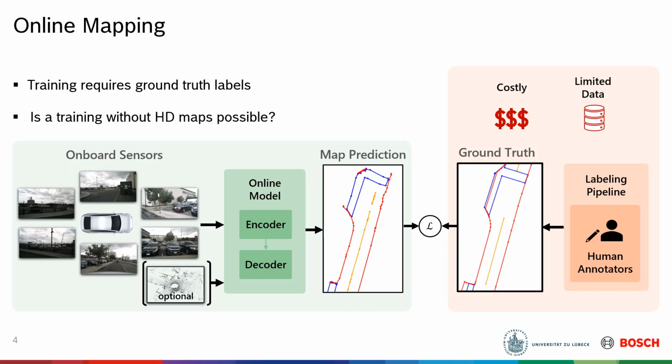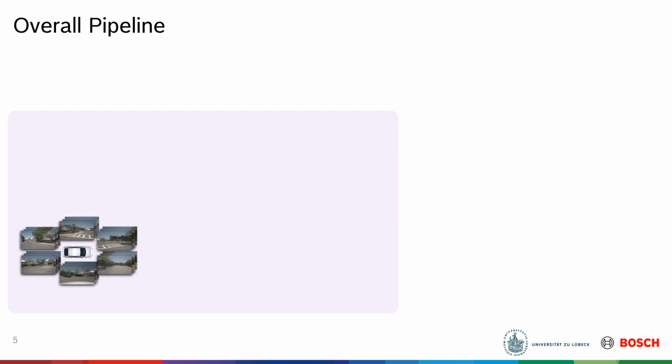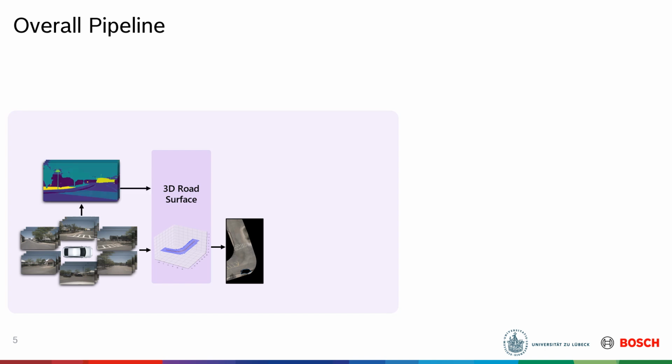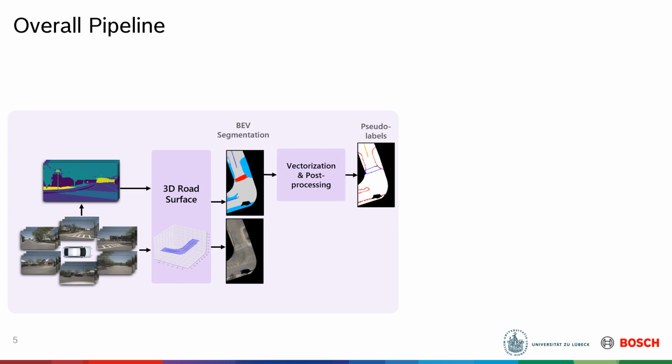The answer is yes. Our approach generates pseudo-labels using only camera images. We reconstruct the road surface through 3D Gaussian splatting, enabling novel bird's-eye views of the scene. By adding semantic information from a 2D segmentation network, we obtain bird's-eye view segmentations with map-relevant classes. These are then vectorized to produce our final pseudo-labels. Unlike HD maps, these labels are cheap and scalable.